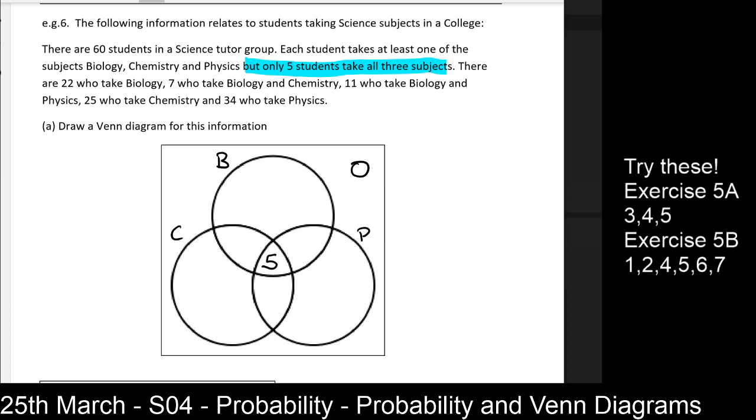There are 22 students who take biology. Now at the moment there's not much I can do with that because I've got 3 other sections defined. I know the whole of the biology circle has to add up to 22. There's not much I can do with that at the moment.